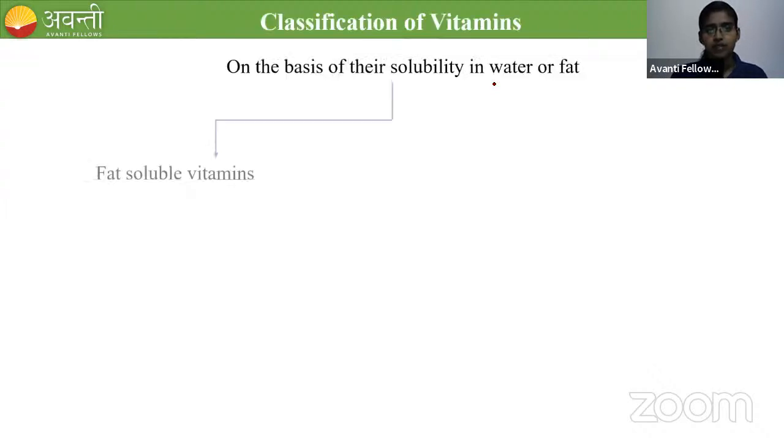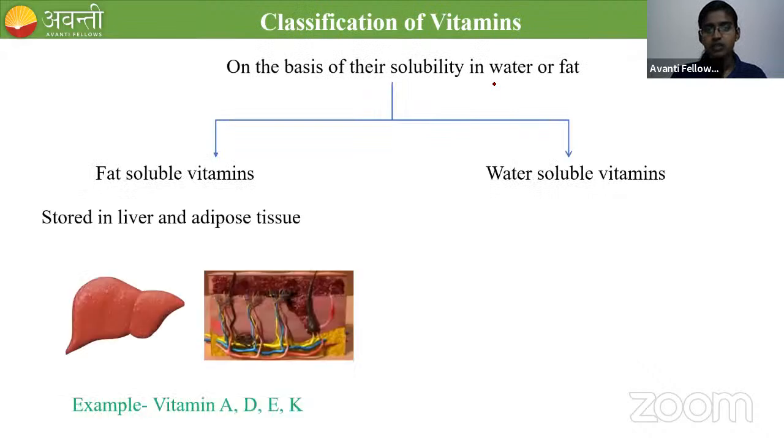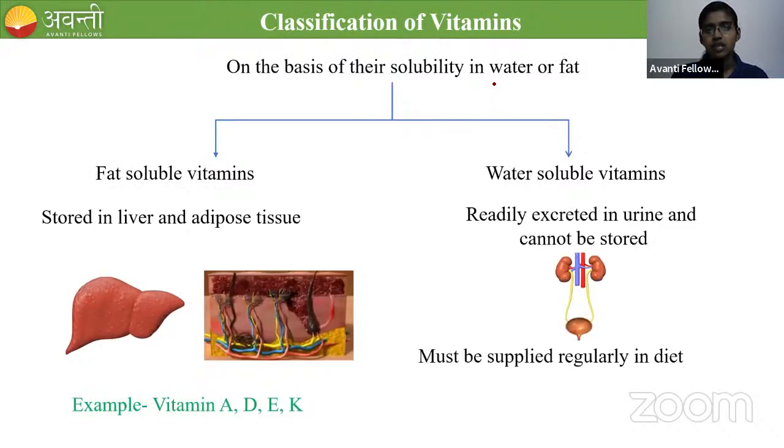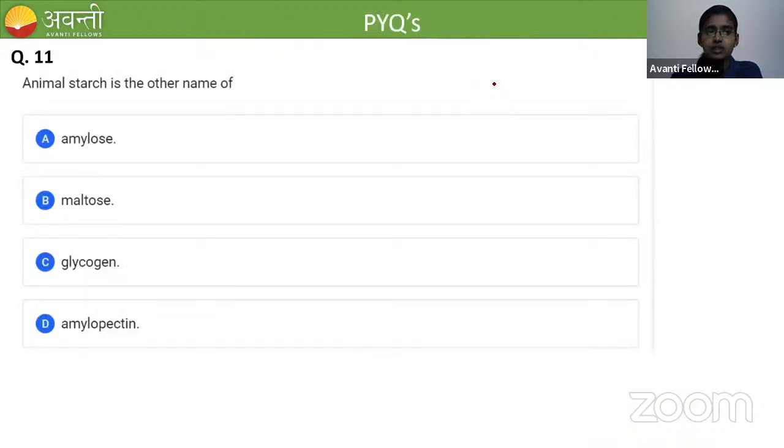So this is a classification of vitamins which I was discussing with you. Fat-soluble vitamins are stored in liver and adipose tissue. Water-soluble vitamins are readily excreted in the urine and they cannot be stored. Examples are A, D, E, K for fat-soluble and vitamin C and B group fall in the water-soluble. Okay. So coming to the next question.